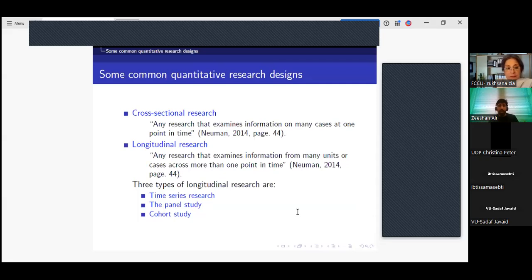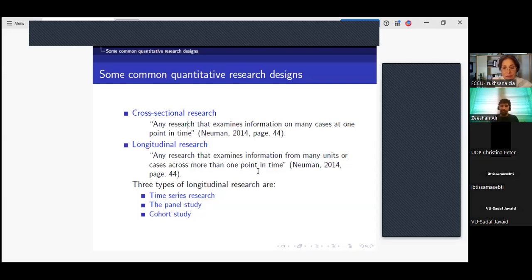The third one is cross-sectional design, and the fourth one is longitudinal design. All the designs I have listed here are time-dependent. We have to think whether we are going to collect the data at a single point in time or multiple points in time. If at a single point in time, we are mostly thinking of cross-sectional research. But if we are going to collect information from many units or cases across more than one point in time, we are going towards longitudinal research. There are three further divisions of longitudinal research, usually known as time series, panel, and cohort studies.